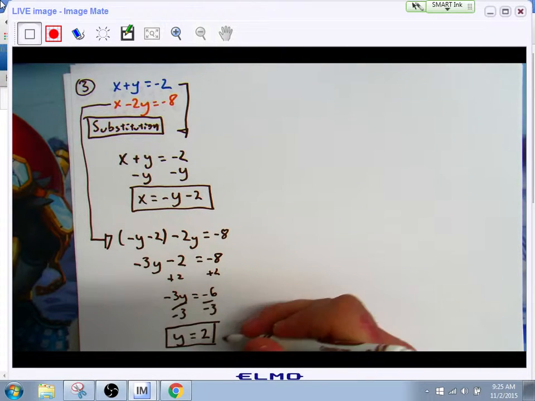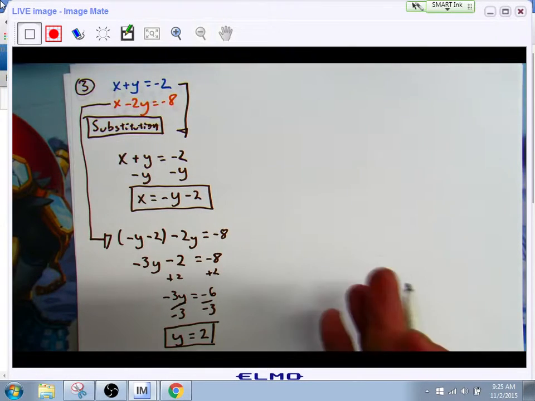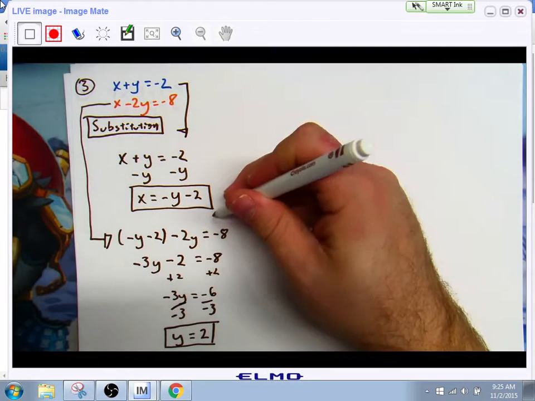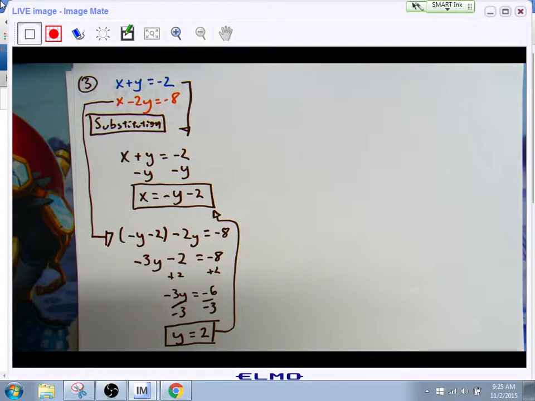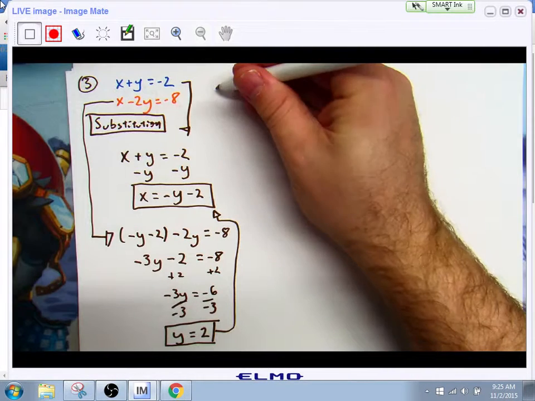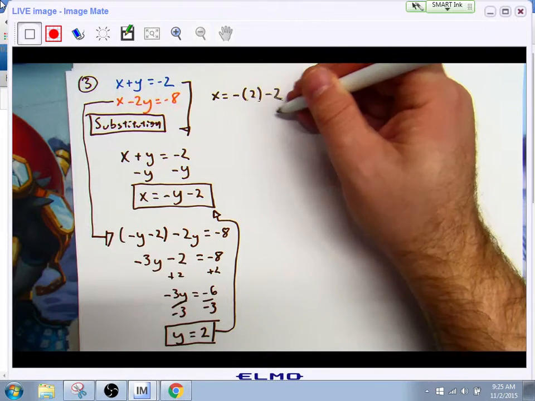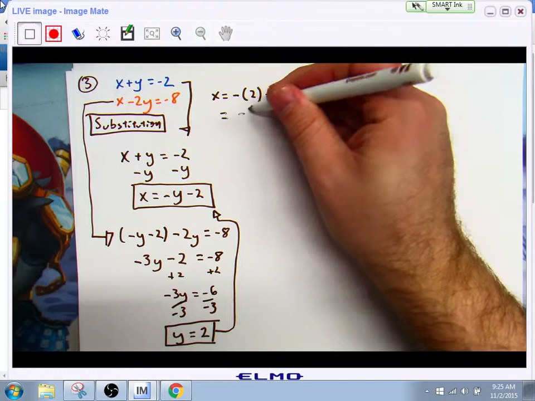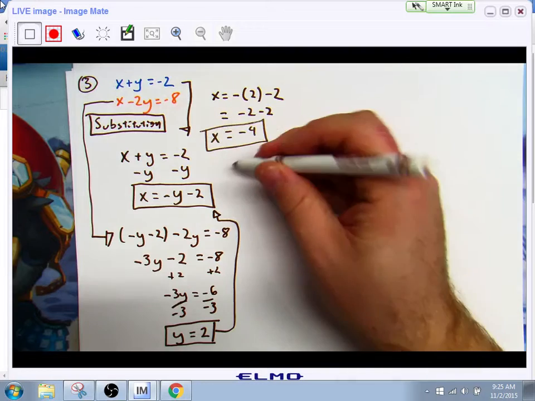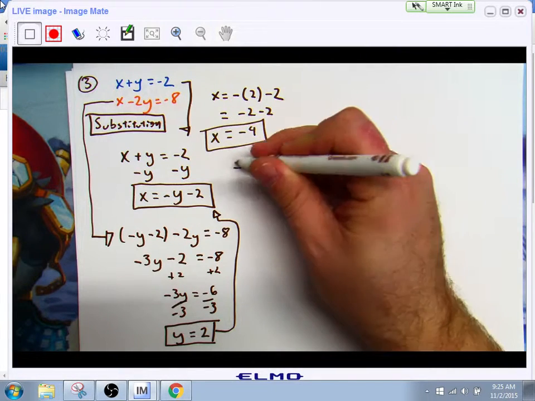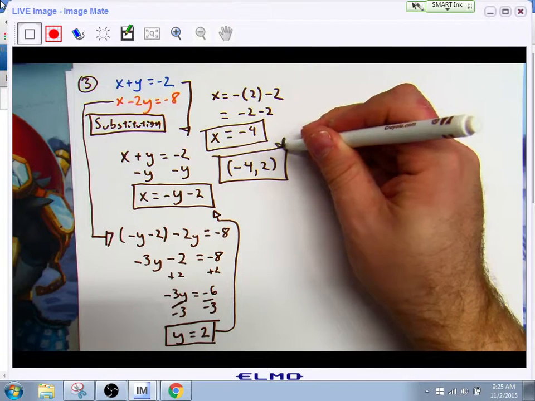All right. Now that we have y, we just need to find x. Again, I really recommend doing it into this brown equation just because x is already isolated for us. And so that's what I'm going to do. X equals a negative 2 minus 2. So negative 2 minus 2, that becomes negative 4. So my point is negative 4, comma 2. That's my answer. Put a bow on it.